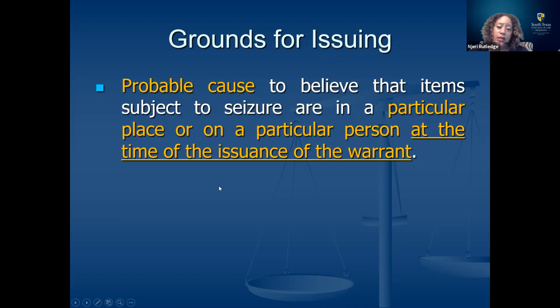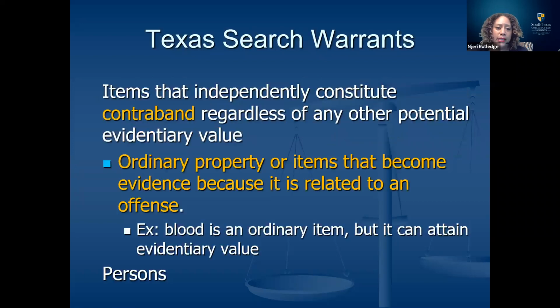Same thing with the DWI blood warrant. If it was 18 hours later, I can't really justify that there's evidence of a crime at that place at the time. So Texas search warrants include items that independently can constitute contraband.